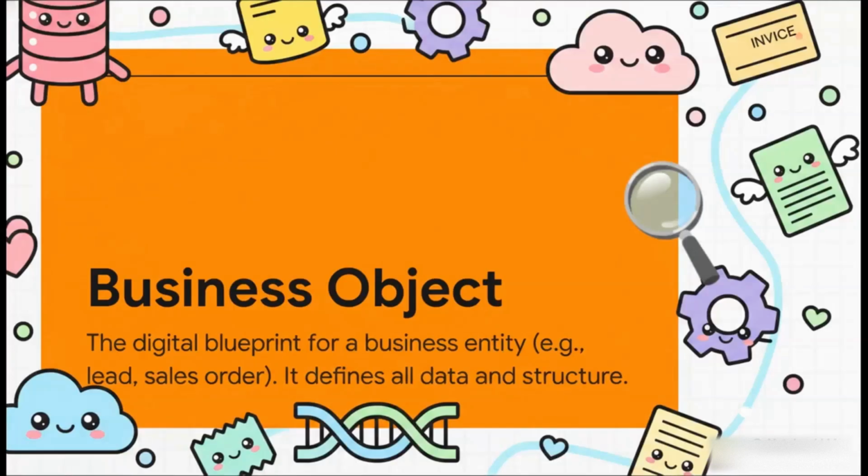All right, the single most important building block you need to know about is the business object. Now, this is way more than just a database table. Think of it as the complete digital blueprint for any business idea. A lead, a sales order, a service request, the business object defines everything about it. All its data, its structure, it is literally the digital DNA for your process.